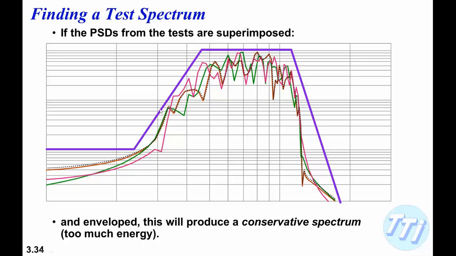And this is obvious here, but here is another spot, right in this frequency range, where the specimen obviously doesn't want to go. And so this is a particularly nasty overtest. So one of the possibilities is to make up a spectrum that follows the envelope really well.